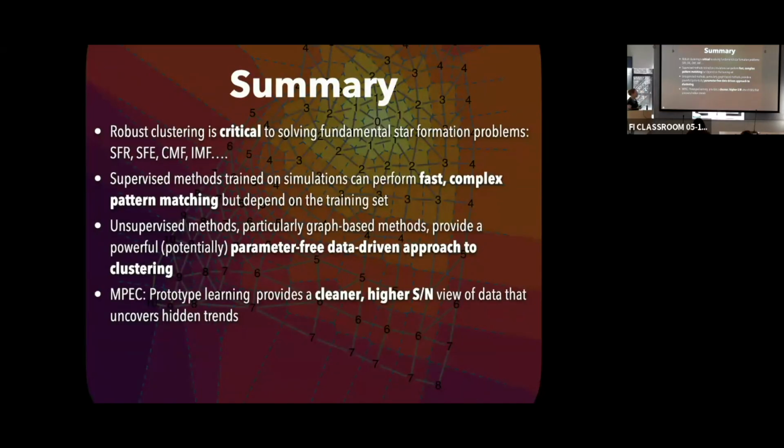And last but not least, we have MPEC. This is this new prototype learning approach that provides a cleaner, high signal to noise view of data that uncovers hidden trends. We're working on the method paper for this, and we hope to release the code base within the next 6 months. So at this point, thanks for your attention, and I'm happy to take questions.